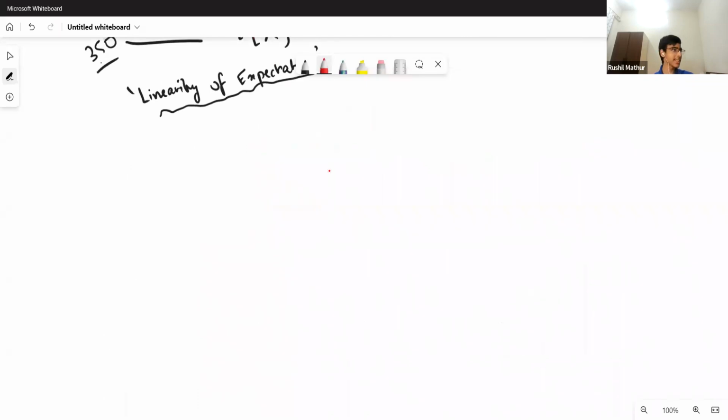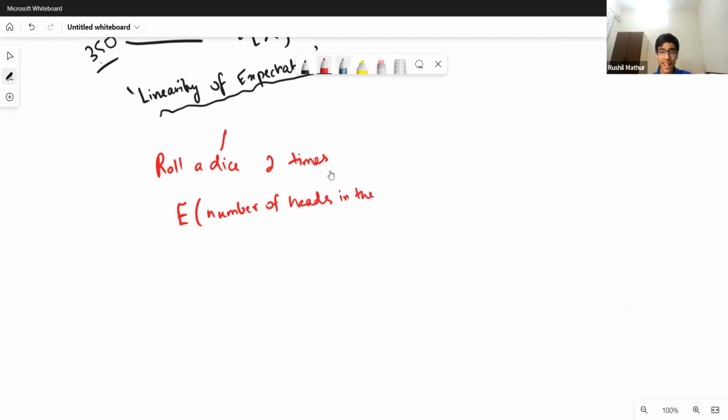Okay, just as a quick exercise, let's do a simple question. Roll a dice 2 times. Find the expected value of... I'm writing English inside this, so deal with it. Expected value of number of heads in the 2 rolls. Given that dice is fair. No, what? I wrote dice. Sorry, I meant toss a coin. And given that the coin is fair, so there's 50% chance of getting a head or tail in each round. Number of heads in the 2 tosses.